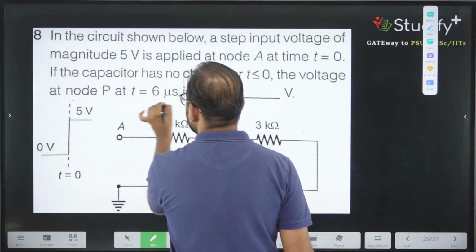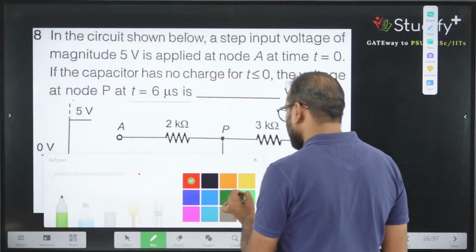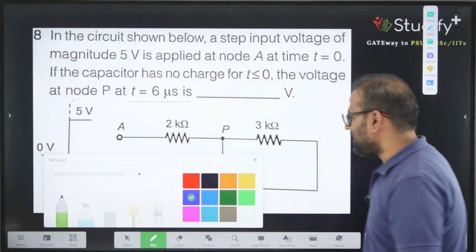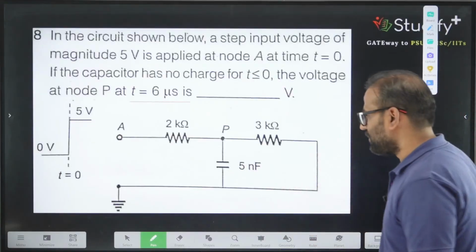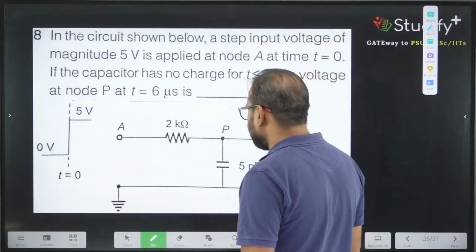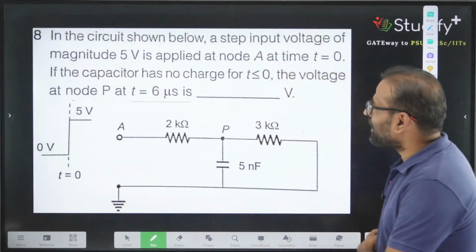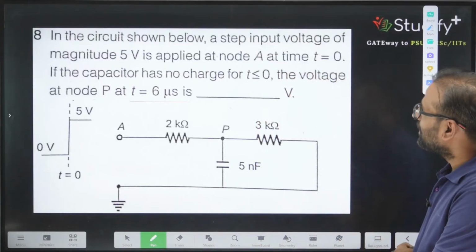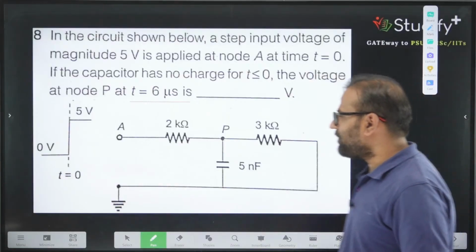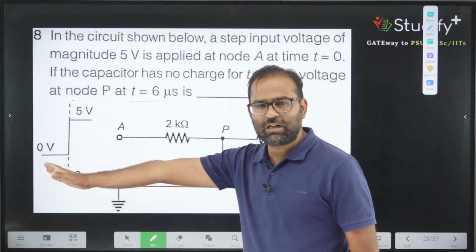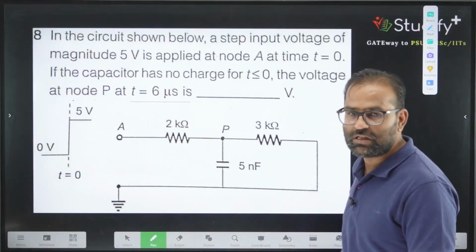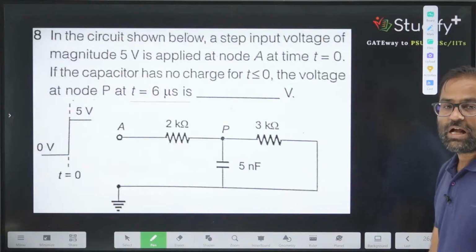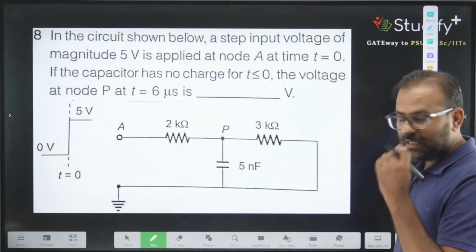How can we approach this question? There are two approaches. One is the time domain approach, another is the Laplace approach. You can use any. I will use the Laplace domain approach. What is the initial condition of the capacitor? The initial condition of the capacitor is 0, which means the initial voltage is also 0. So I can directly apply the Laplace transform.